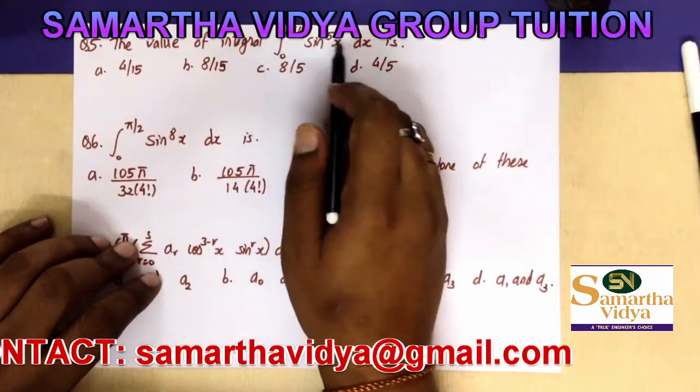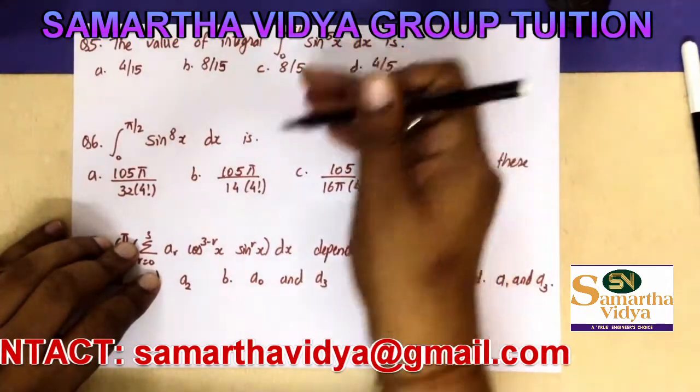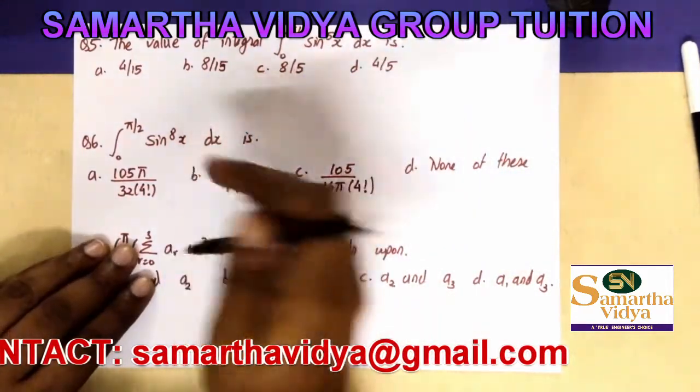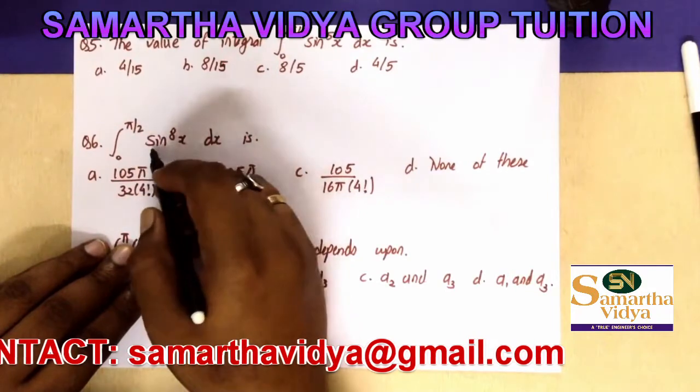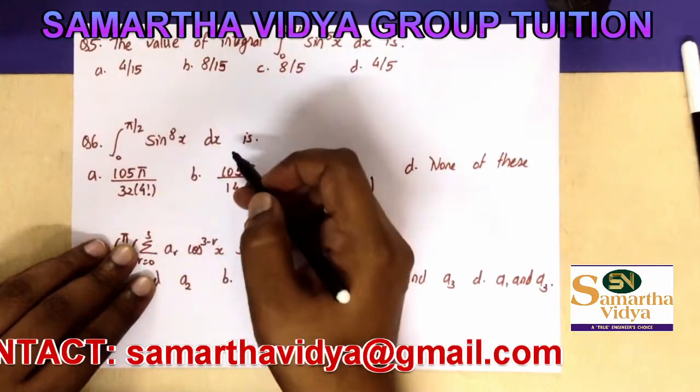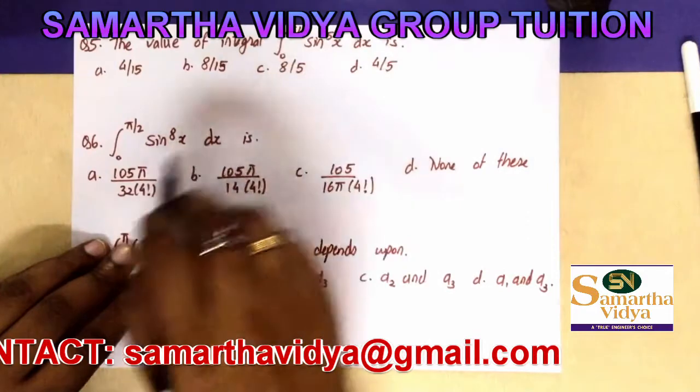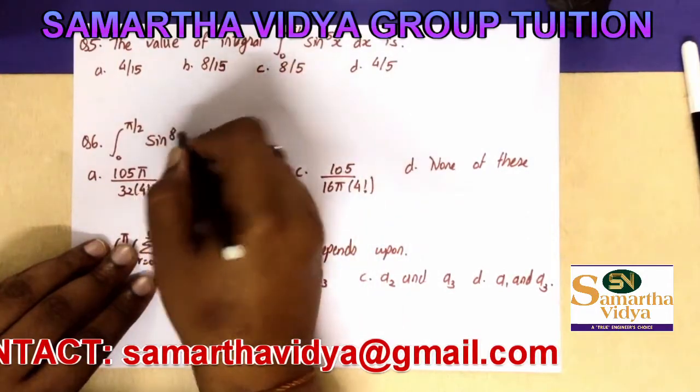So moving on to the next one, we have the integral which is from 0 to pi by 2 sine raised to 5x dx, and also along with this question we are going to be discussing the sixth also, which is also from 0 to pi by 2 sine raised to 8x dx. So the only difference between both of them is basically the degree.